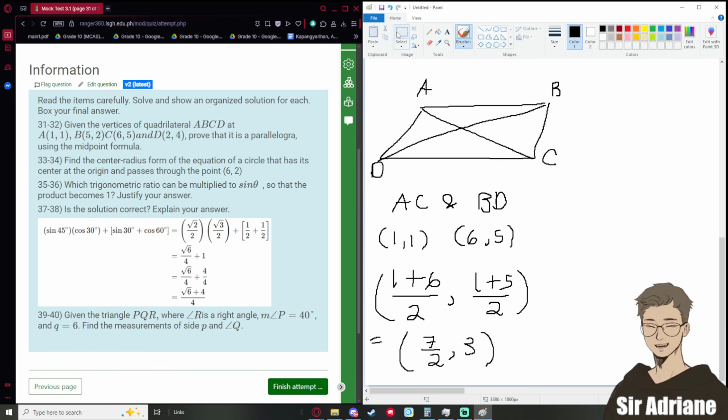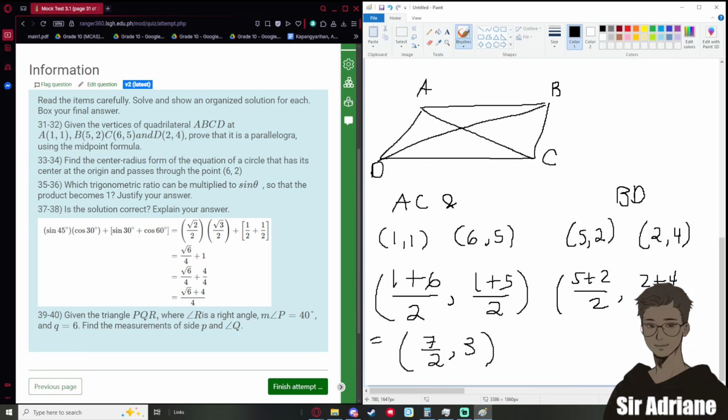Now, what about BD? B has the coordinates (5, 2), and D has the coordinates (4... (2, 4). Their midpoint, using the midpoint formula, would be (5 plus 2) over 2, comma, (2 plus 4) over 2. This gives us 5 plus 2, that's 7 over 2. And then 2 plus 4, that's 6, divided by 2, equal to 3.